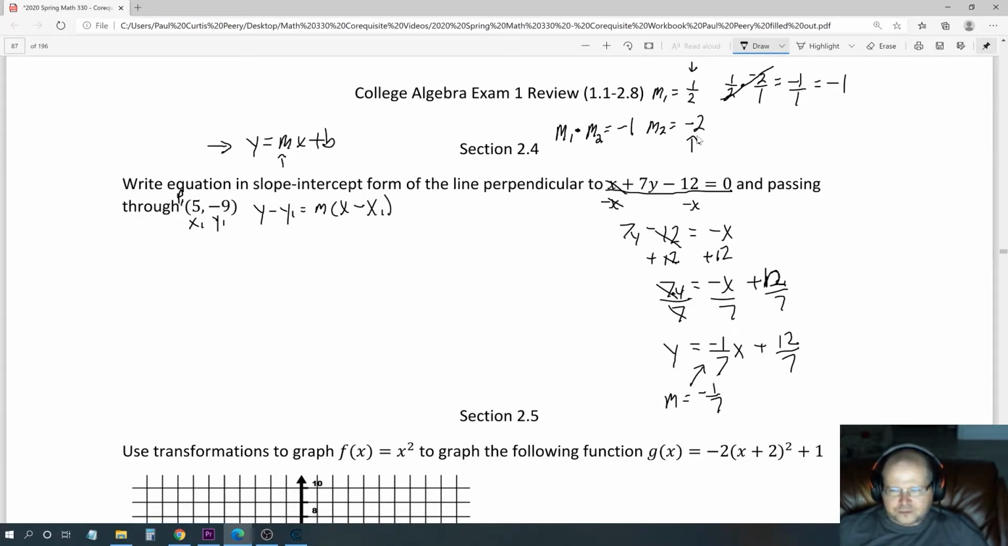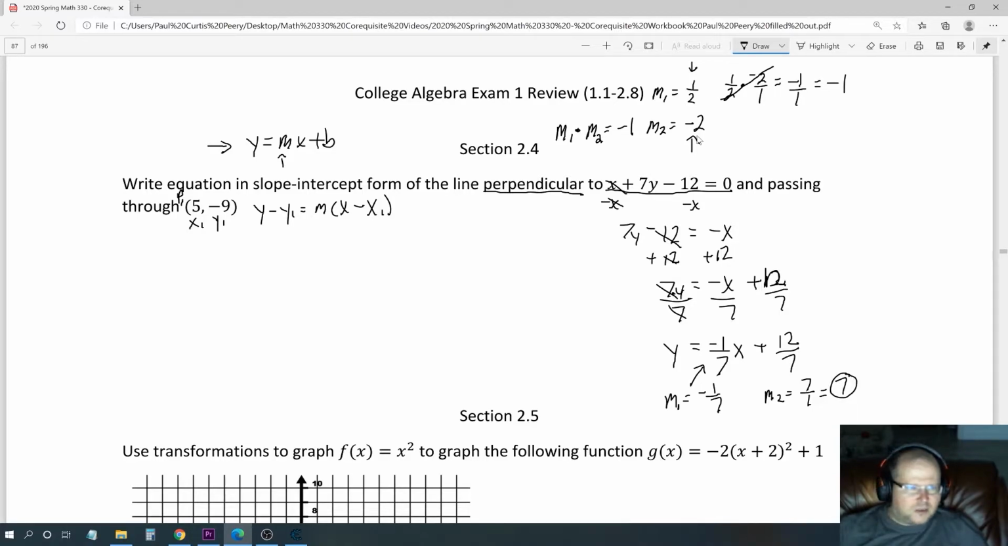Okay, so I'm just going to differentiate this. Now they don't want us to use that slope; they wanted it to be perpendicular. And if you remember, perpendicular is the negative reciprocal, right? So if m1 is equal to -1/7, then m2, the one that we're interested in, has to be equal to a positive 7/1, which is just 7. Okay, so now we got our slope.